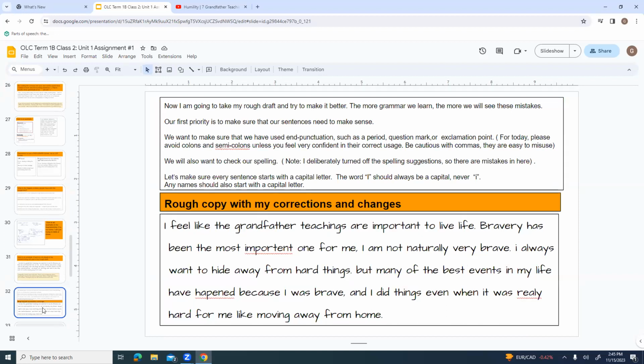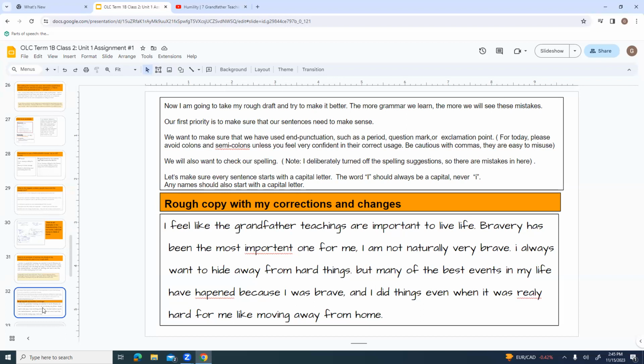So now, after I've got my rough draft, I'm going to take that and try to make that rough draft better. The more grammar we learn as we go through the course, the more you're going to see these mistakes. So be aware, I mark the first assignment pretty loosely. I'm not as fussy as I will be in later assignments when we've gone through more. So our very first priority, anytime you're writing, is make sure your sentences make sense. Okay, that's the biggest thing.